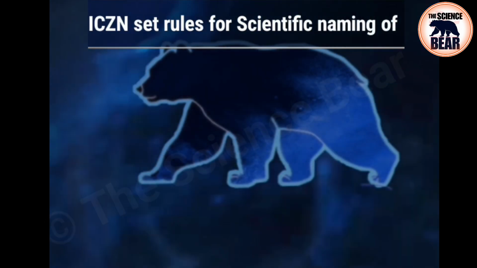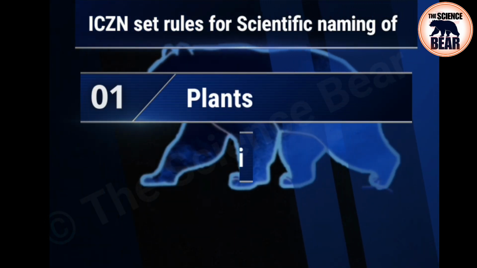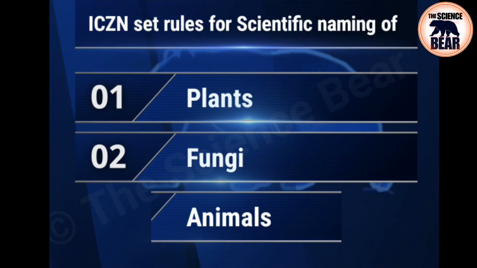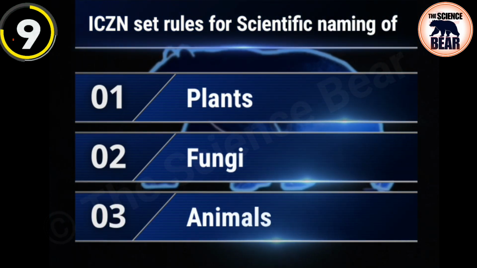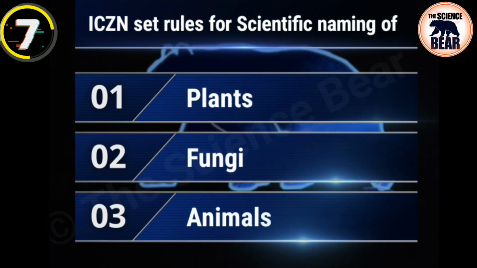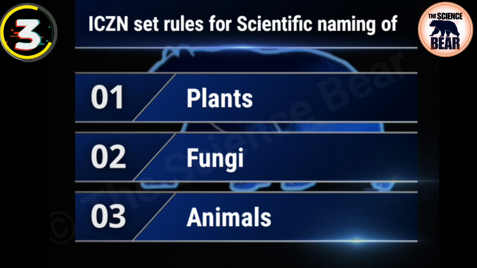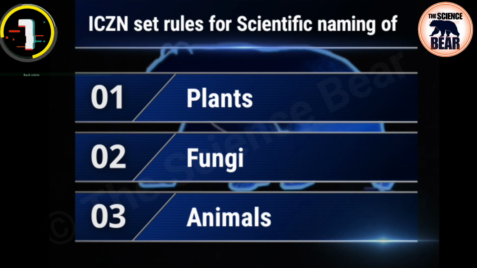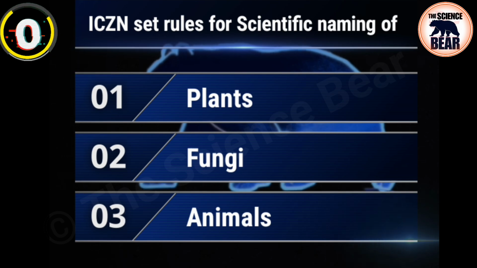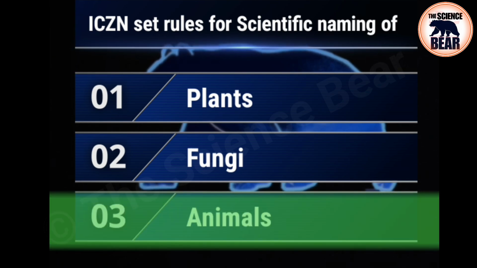The International Code of Zoological Nomenclature sets rules for the scientific naming of plants, fungi, or animals? The correct answer is animal.